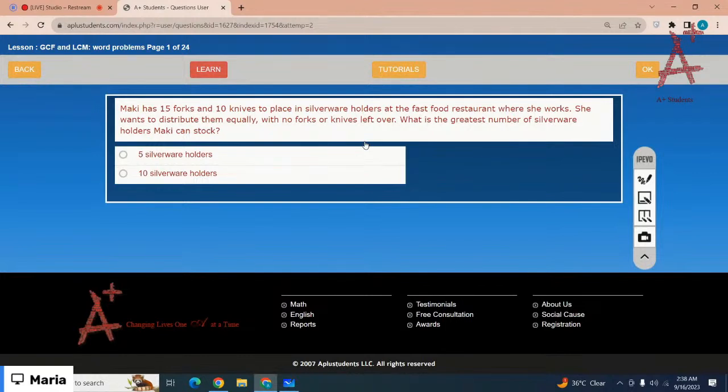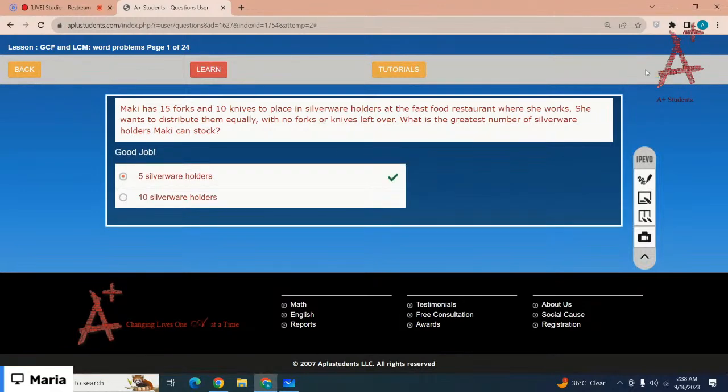So you have to calculate the GCF of 10 and 15. So which is the correct option? The correct option is 5, right? The correct option is 5, because 15 and 10 both can be divisible by 5. They both can be completely divisible by 5. So that is 15 and 10.